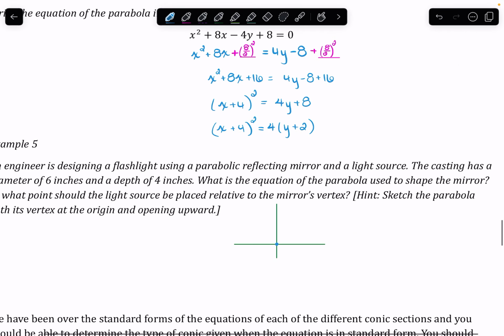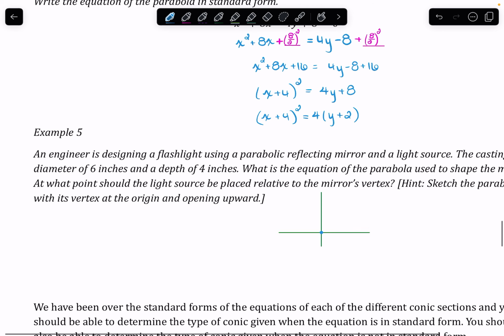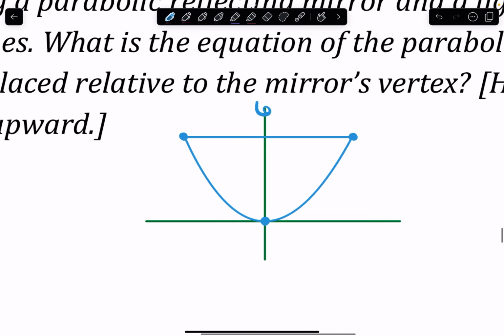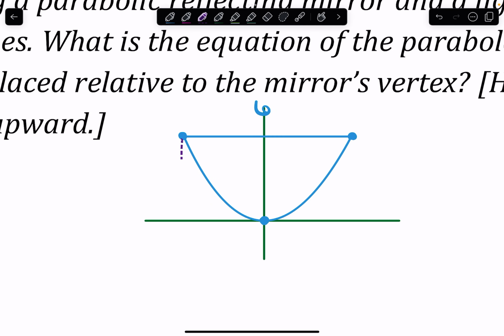It says the diameter is 6 inches, so that means up here at the top, that's going to be 6 inches, so it's going 3 in either direction. We're going to go 3 to the left, 3 to the right, because the total has to be 6. There's our parabola. And then it's got a depth of 4 inches, so this distance right here is going to be 4.